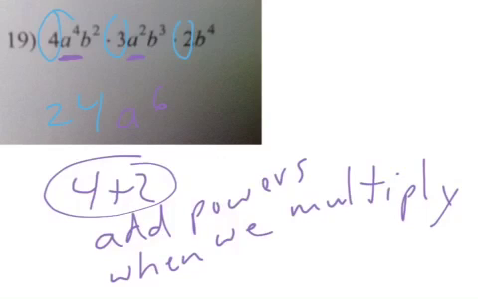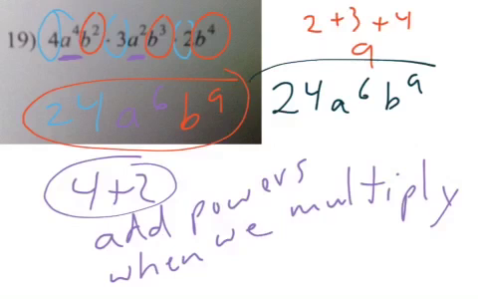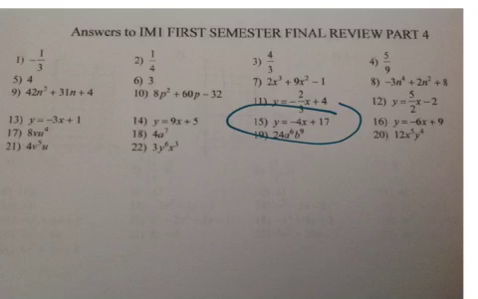So finishing up, notice I have a b squared, a b cubed, and a b to the fourth. So those b's are simply going to be 2 plus 3 plus 4, and 5 plus 4 is 9. So I have b^9. So in case you can't see that very clearly, my final answer is 24 a^6 b^9. Let's check that real quick with our answer key. Look at it right there, 24 a^6 b^9.